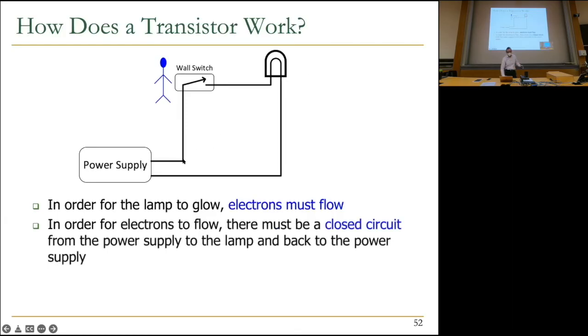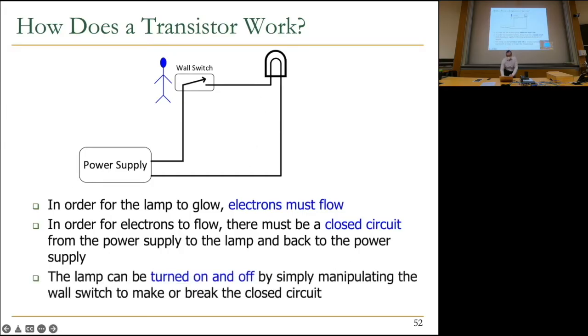And in order for the electrons to flow, there must be a closed circuit over here from the power supply to the lamp and back to the power supply, as I said. And the lamp can simply be turned on and off by manipulating this wall switch to make or break the closed circuit. So if you press the wall switch, this circuit gets connected and the lamp glows because it gets connected to a high voltage power supply and the current flows here and then goes back to the power supply, and you have a closed circuit that keeps operating.